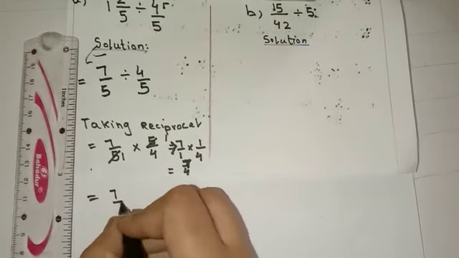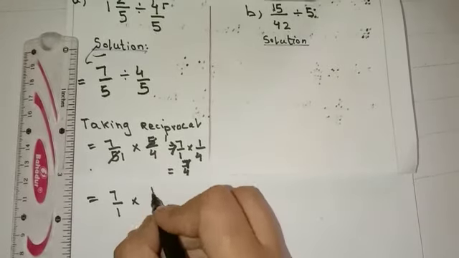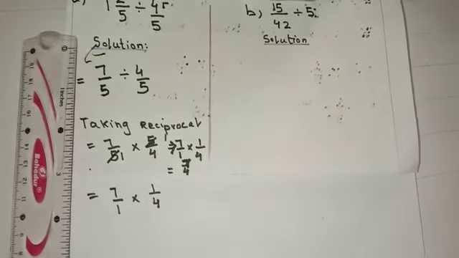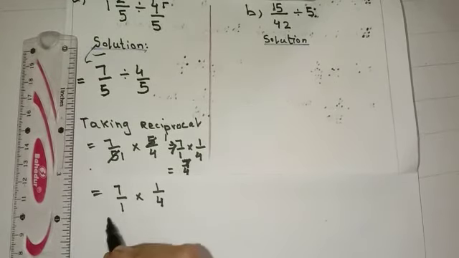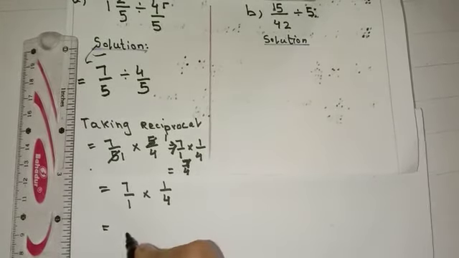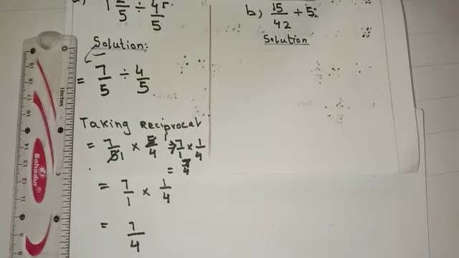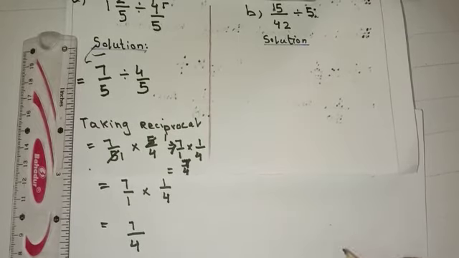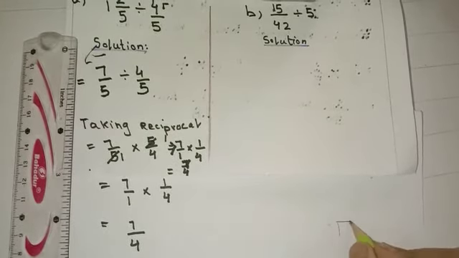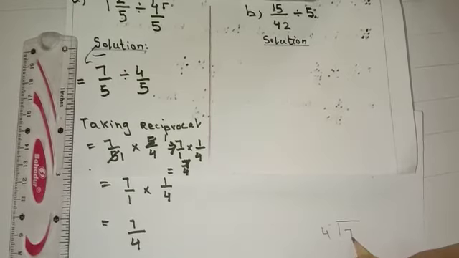7 over 1. I am writing it again to make it more clear. 1 over 4, because 5 and 5 cancel. 7 ones are 7, 4 ones are 4. I have told you that if your denominator is smaller than your numerator, then you can easily change it into a mixed fraction by doing division. So you can easily divide 7 by 4, because the denominator is always the divisor.